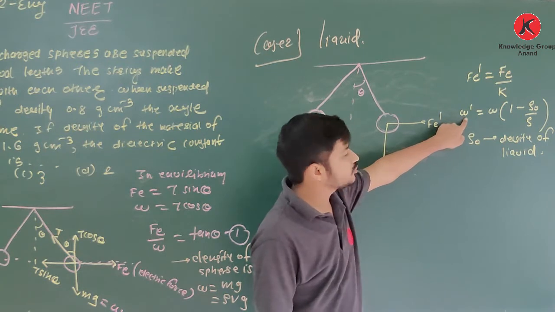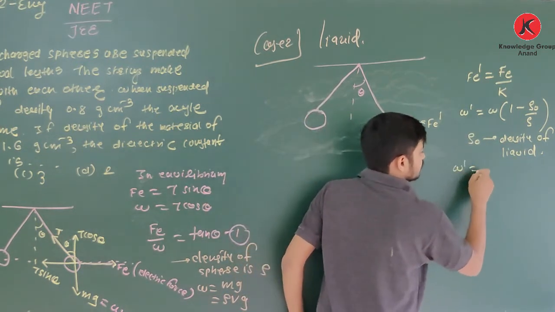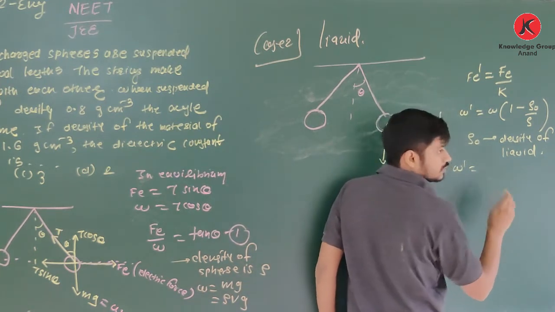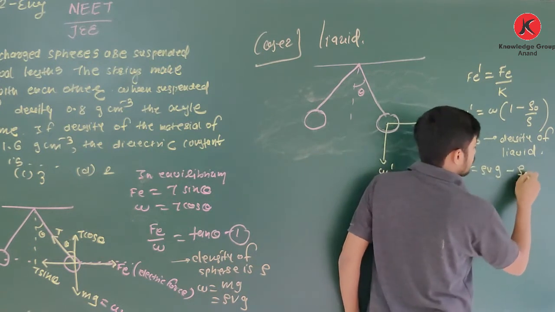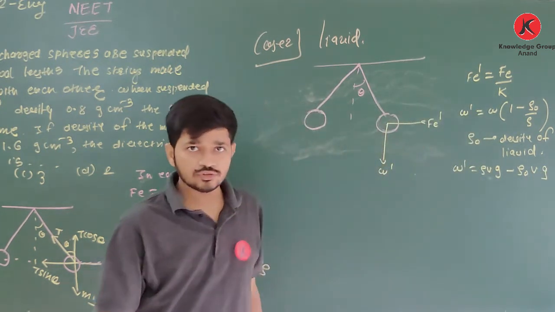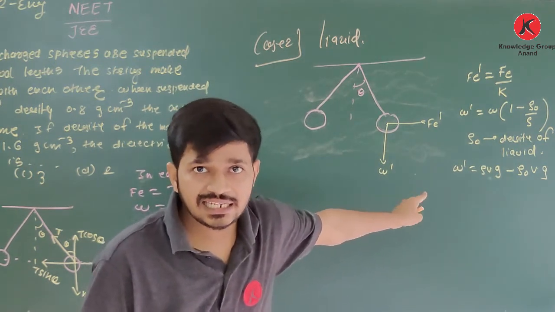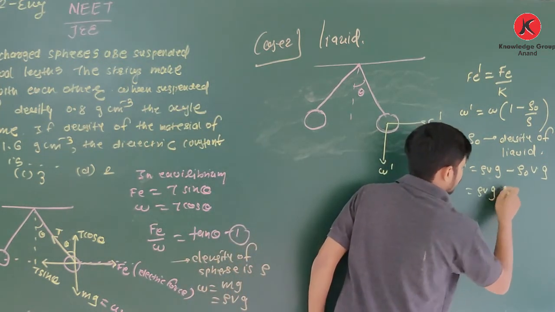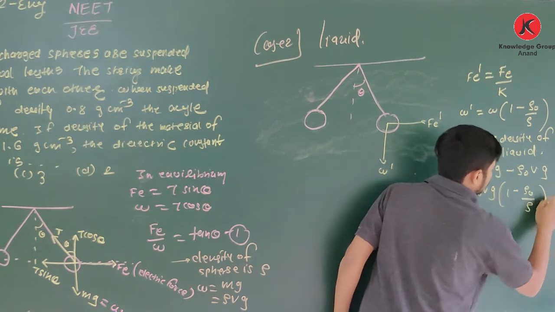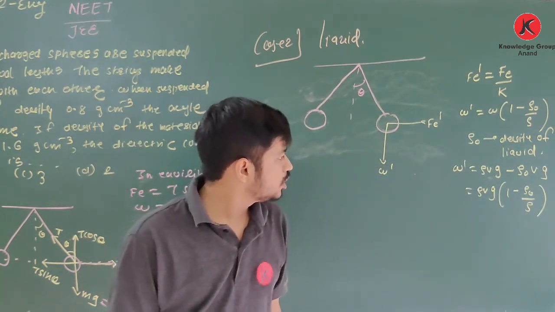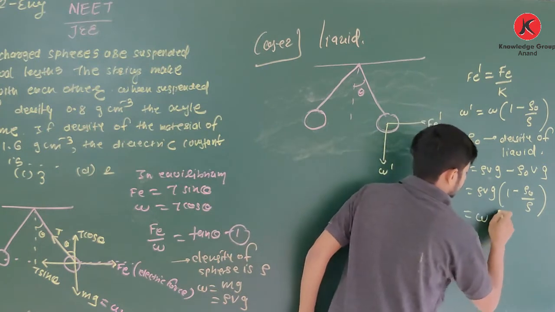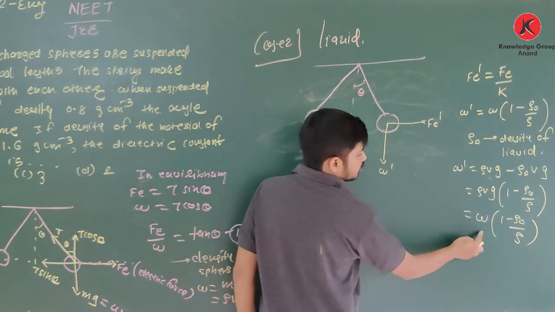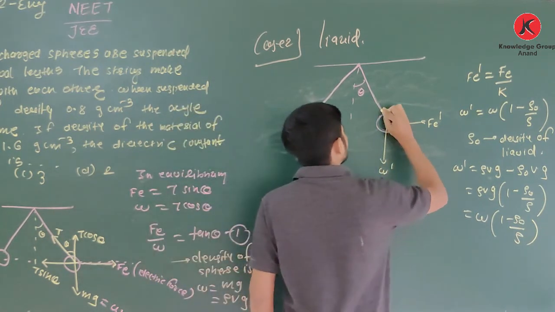Now, from where does this equation come? W dash is equal to weight of object minus buoyant force, that is rho Vg minus rho 0 Vg. Weight in any other medium is equal to weight in air minus buoyant force. If you take rho Vg common, it is 1 minus rho 0 upon rho. And rho Vg is W. So W dash is W times (1 minus rho 0 upon rho). Clear?